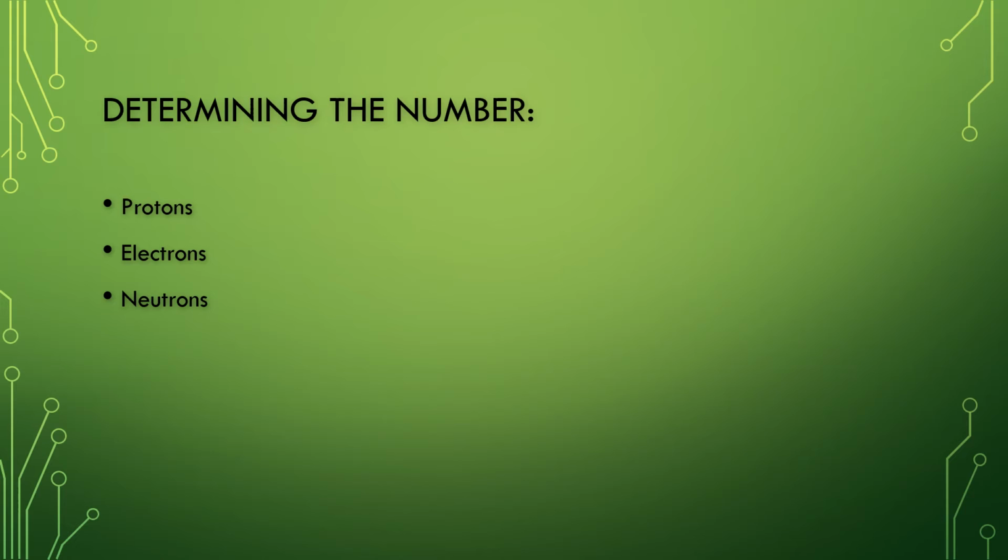Same way, if we were given neutrons and electrons, we could determine protons. If we had 16 atomic mass, then we had 8 electrons. All we did was do 16 minus 8, and we get 8 protons.